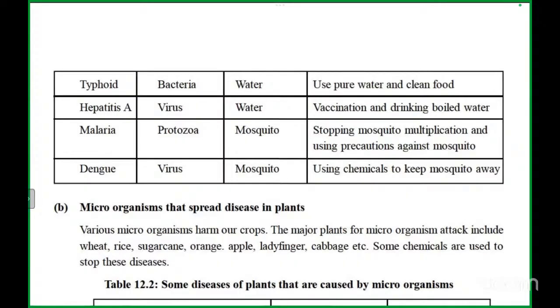In malaria, the microorganism is protozoa, whereas in dengue, the microorganism is a virus. Remember the difference. Dengue is a virus. The mosquito carries a virus, and the mosquito which gives you malaria carries protozoa. Two different types of microorganisms. So, malaria, how do you prevent it? Stopping mosquito multiplication and using precautions against mosquitoes. For dengue, you can use chemicals to keep the mosquitoes away.